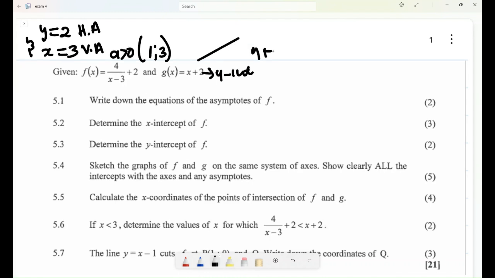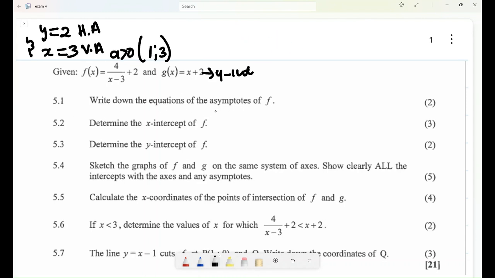Remember y is equal to mx plus c. C is our y-intercept. Why? Because when I substitute x as equal to 0, this falls off and I'm left with c. So hence I'm saying c is my y-intercept.